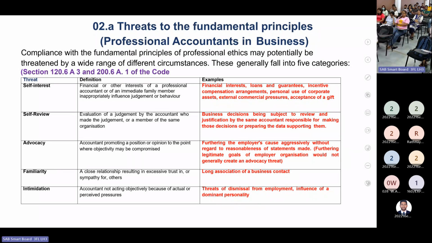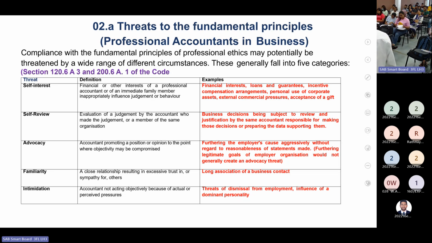Professional accountant in business means a CFO, or a finance manager, the accountant in the business. Professional accountant in practice means he's doing some audit of the company, partner level or audit manager. So we can categorize the threats into two parts: threats related to the professional accountant in business, and threats related to the professional accountant in practice. Moving on to the professional accountant in business, what are the threats?